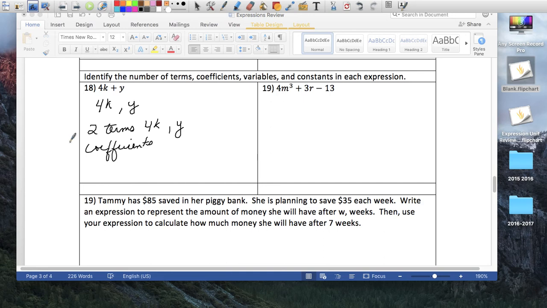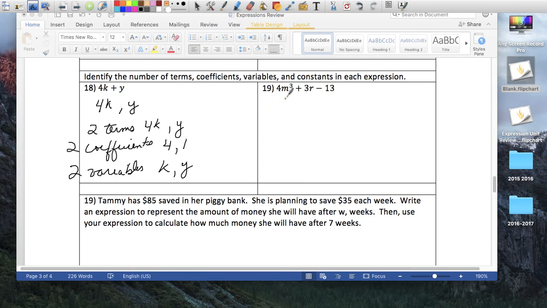My coefficients: I have 2 coefficients, which is the number in front of the variable. One of them is 4, and the other number in front of the variable y is a 1. It's hidden, invisible, but still there. Do I have any variables? Yes, I have 2 variables, and they are k and y. And I have no constants, so I'm not even writing that.